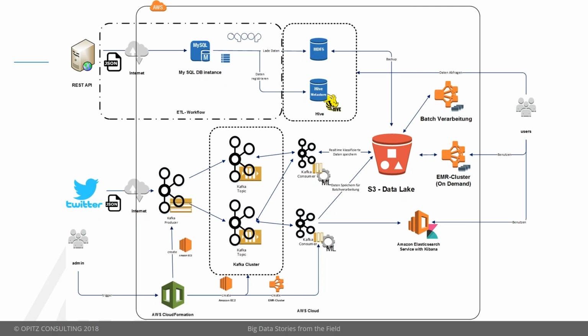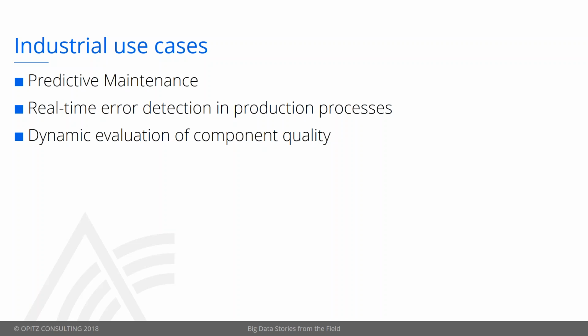Now that you have also understood the logical architecture, you're probably wondering when you can use such an architecture or in which cases this could be beneficial. This is what I would like to talk about next. Here are just a few examples where this architecture could be used, just exemplary industrial use cases.